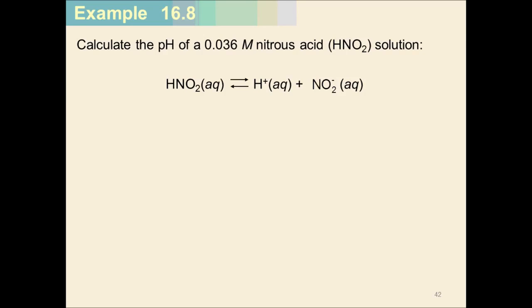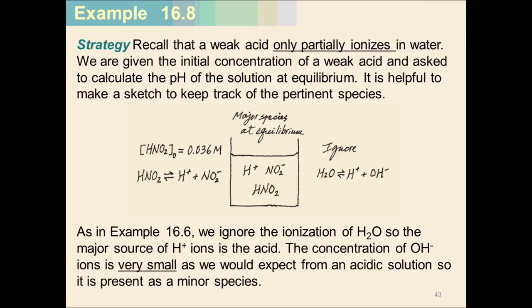So on slide 42, let's do example 16.8. Calculate the pH of 0.036 molar nitrous acid in solution. So HNO2 will dissociate, and again, weak acid, so we have the two-way arrows, hydronium ion and our nitrite ion. Example 16.8 strategy on slide 43.